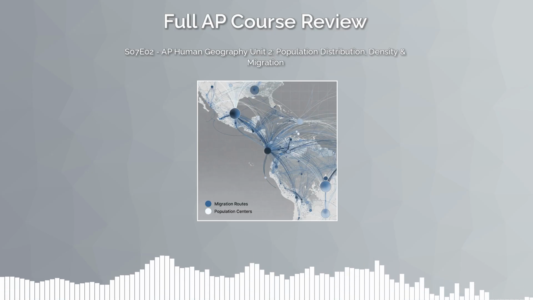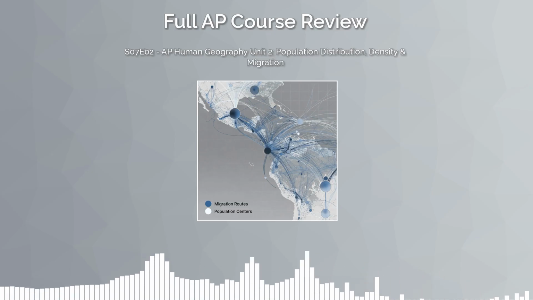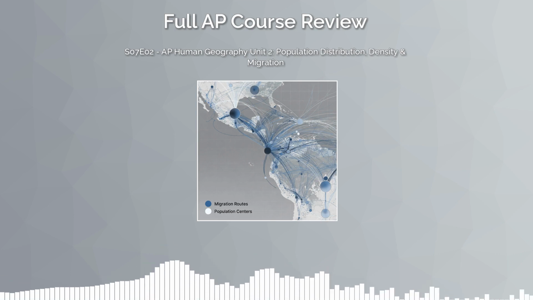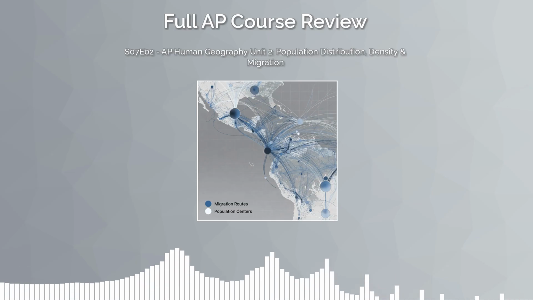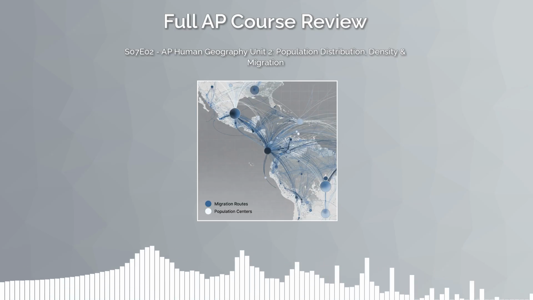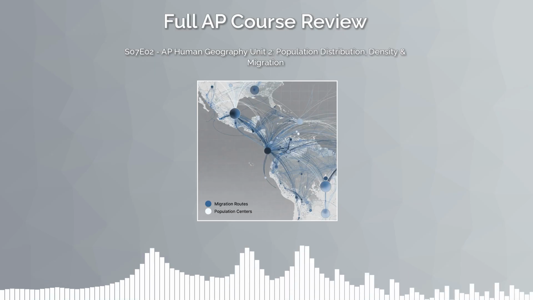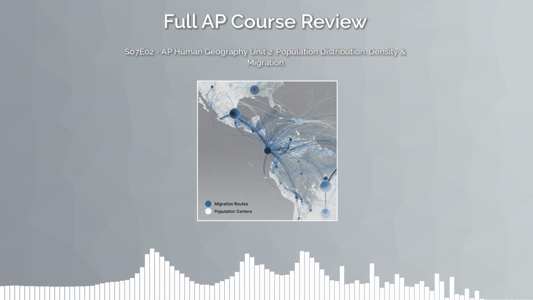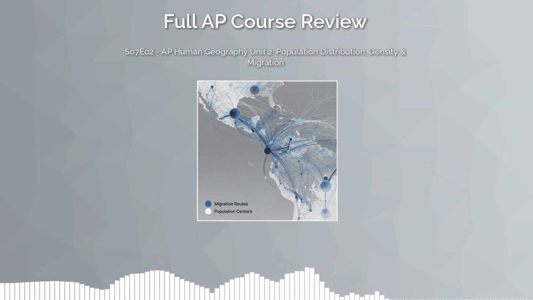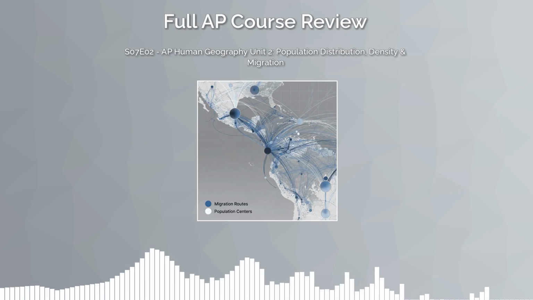On the FRQ, if you're given data about a country with a highly imbalanced sex ratio, you need to explain the cultural, historical, or migration-based reasons behind it. The dependency ratio is a formula you absolutely must know. It equals the number of dependents, people aged 0 to 14 plus people aged 65 and older, divided by the working age population, ages 15 to 64, multiplied by 100.